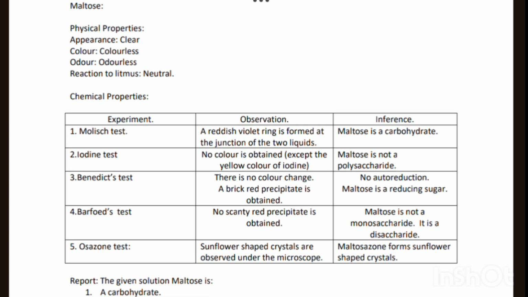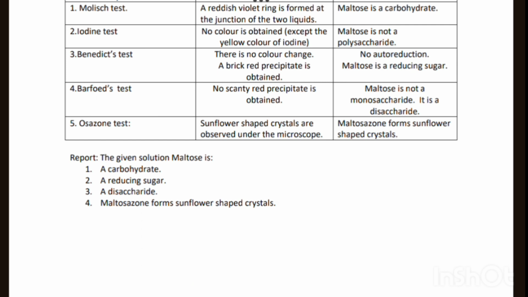So maltosazone forms sunflower shaped crystals. A report, given solution maltose is a carbohydrate, reducing sugar, disaccharide. Maltosazone forms sunflower shaped crystals.